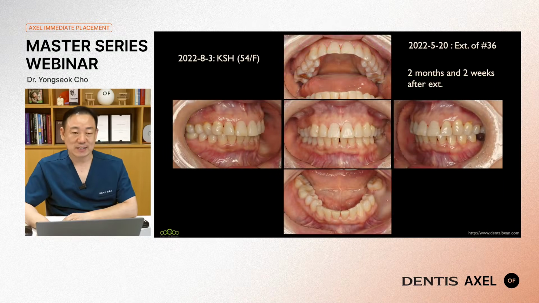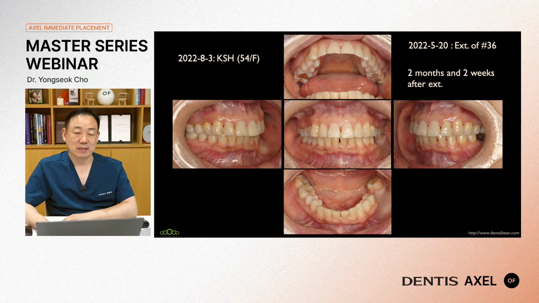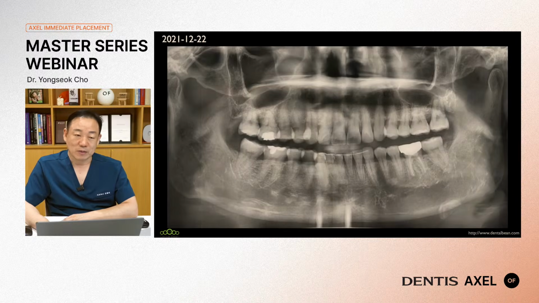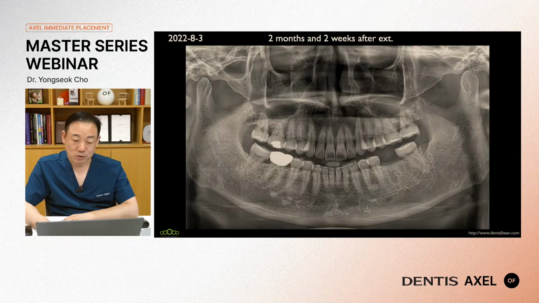I will show my last case. Although this is not a late implant case, it is an early implant case, which is a type 1 extraction socket, so immediate was also possible. A periodontally affected mobile tooth with an apical lesion. And 2 months and 2 weeks after extraction, it looks well healed.